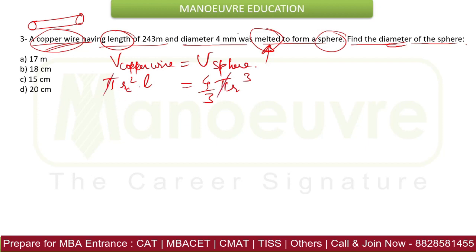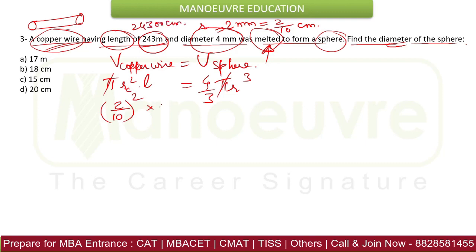The diameter is given as 4 mm, so the radius will be 2 mm. So 2 mm will be 2 by 10 centimeter. Let's convert this into centimeter, so this will be 2 by 10 square into the length, which is given as 243 meter, that is 24300 centimeter. So in terms of centimeter it will be 24300 is equal to 4 by 3 r cube.